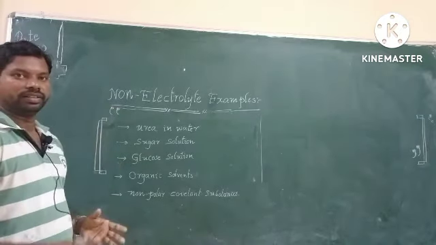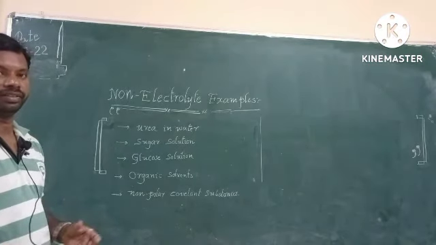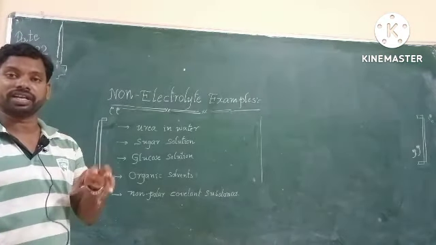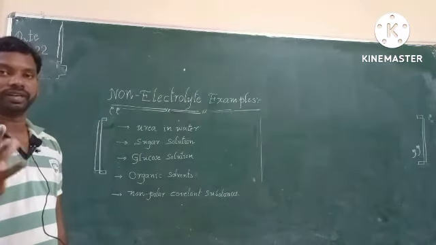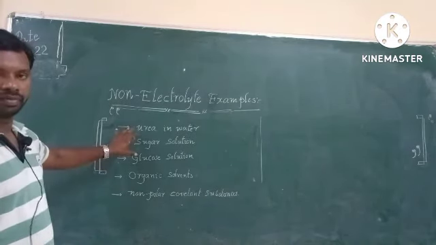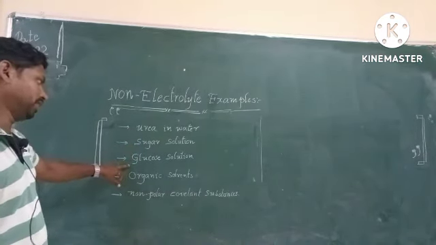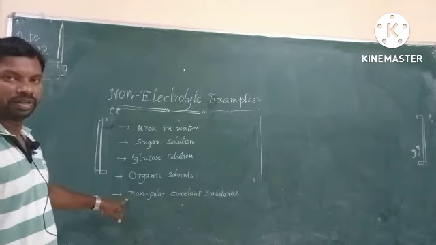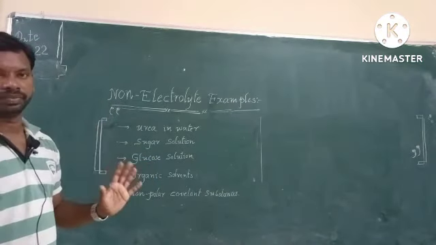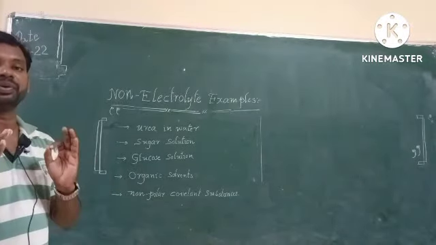What are the non-electrolyte examples? The examples for non-electrolytes are simply urea in water. Already we discussed that. If you dissolve urea in water, it forms dissolved urea only. It does not form ions. So urea in water, sugar solution, glucose solution, organic solvents, non-polar covalent substances, all these are examples of non-electrolytes. In these solutions, electricity is not passing because they are not producing ions.